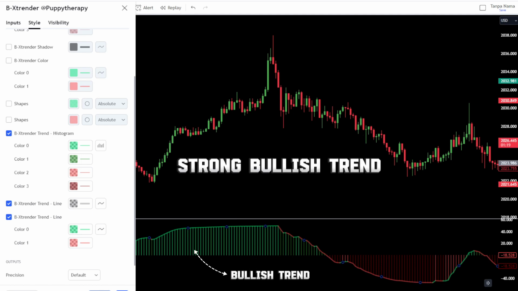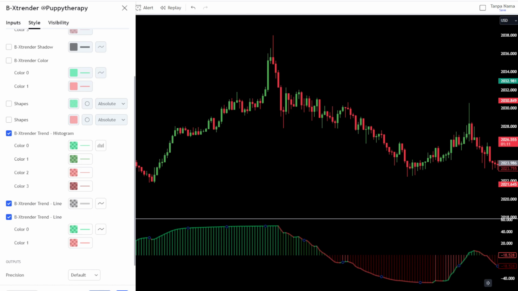A strong bullish trend is confirmed when the b-xtrender histogram is green and positioned at the upper level, while the b-xtrender line is also green. However, if the color of the b-xtrender line changes from green to red, it signals a corrective phase in the trend. The same principles apply to bearish trends.